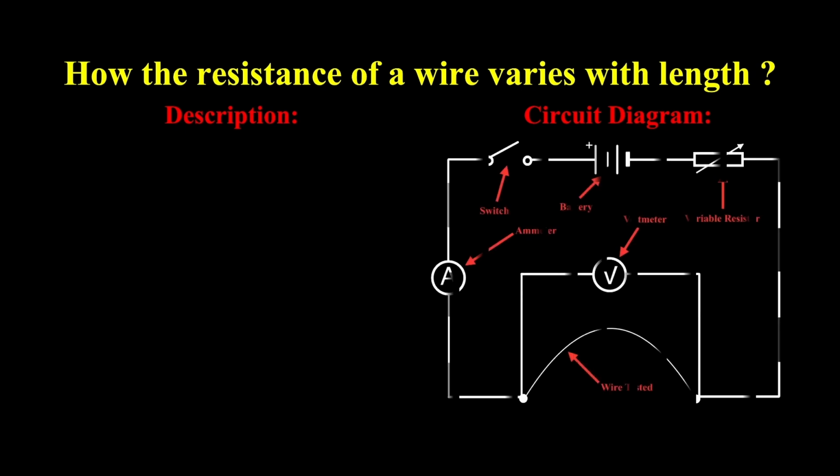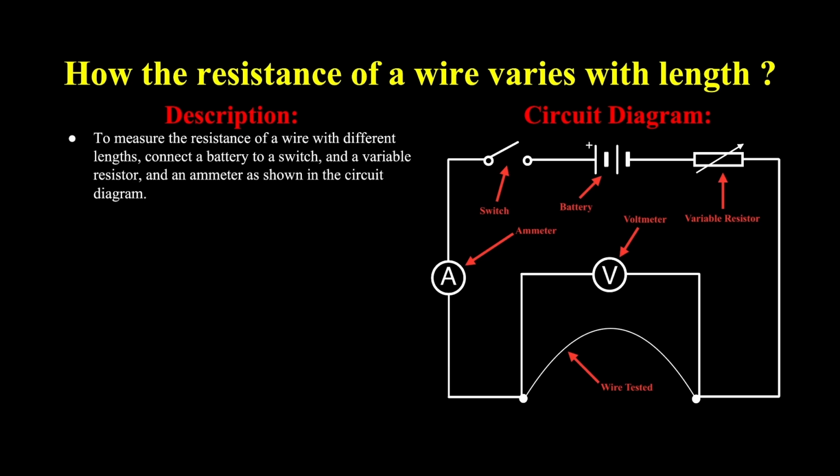Now let's look at an experiment in order to determine how the resistance of a wire varies with length. So this is the circuit diagram we will be looking at for this experiment. To measure the resistance of a wire with different lengths, connect a battery to a switch and a variable resistor and an ammeter as shown in the circuit. So the battery is connected to a variable resistor, a switch, and an ammeter.